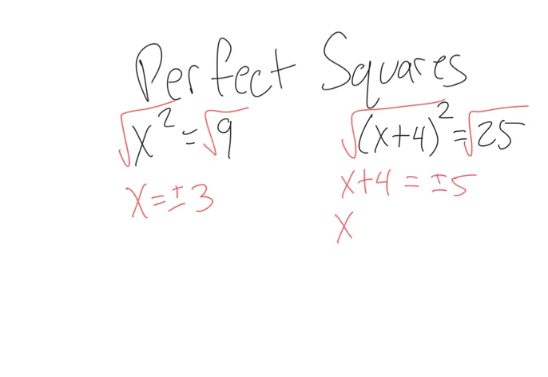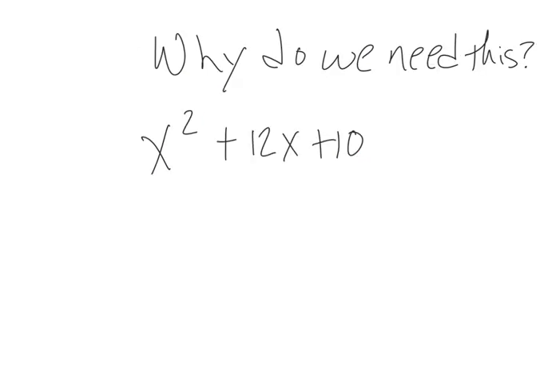To finish this up, I'm going to move the 4 to the other side to get x equals negative 4 plus or minus 5, which is the same thing as saying x is equal to negative 4 plus 5, or positive 1, and negative 4 minus 5, or negative 9. So if we know that something is a perfect square, we can take the square root and solve the problem that way. So why do we need some new method?